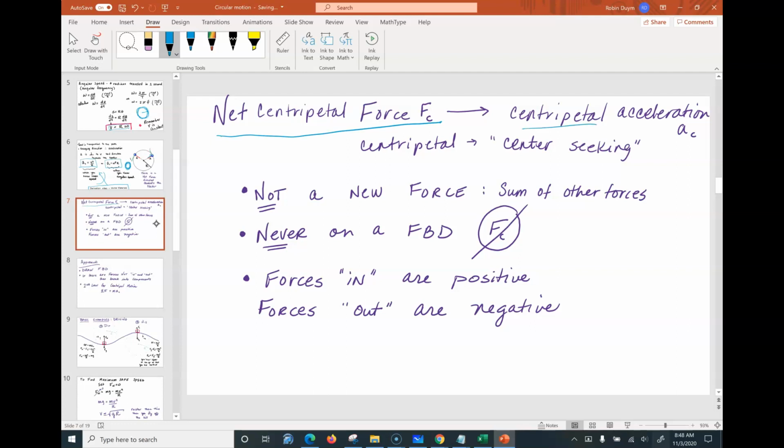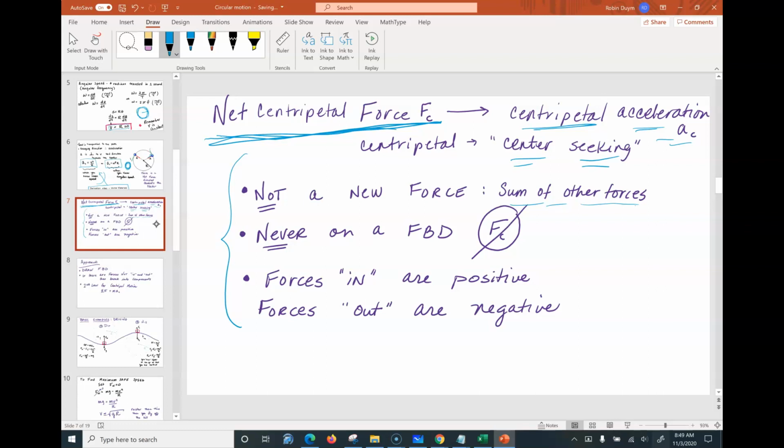It causes this centripetal acceleration. This net force is what's keeping someone or something moving in that circle. Centripetal just means center seeking. A couple points to note: it's not a new force. It's a sum of all the other forces that we're used to: the normal force, the frictional force, the tension force.